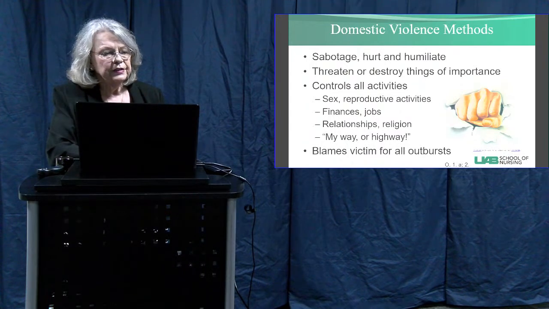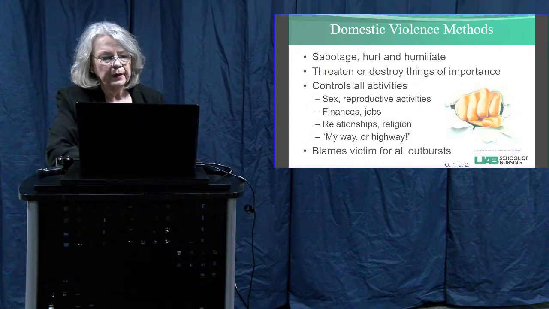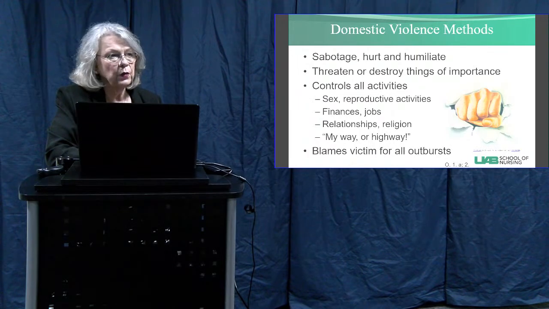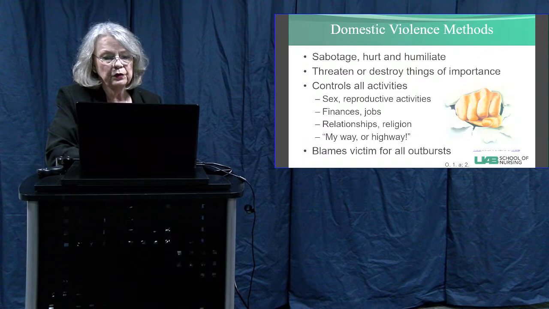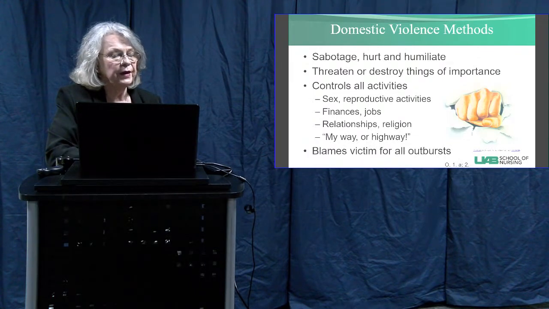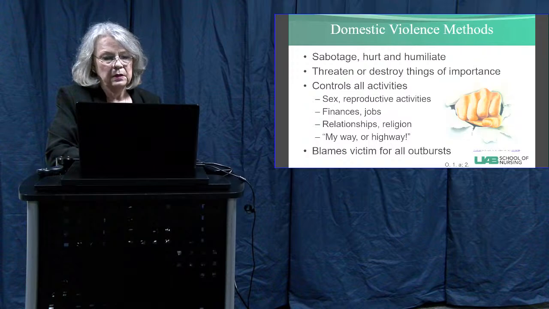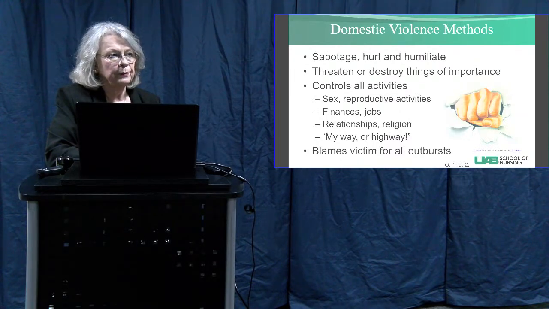Methods include sabotaging, hurt and humiliate. Look, he's going to check your phone, your email, social networks without your permission. He's going to go in and look at the balances in your bank account. He's going to control your birth control. He's going to make sure that the condom breaks if you ask him to use it. He decides what you're going to wear, where you're going to eat, how you spend money, and he will discourage you from going to work.